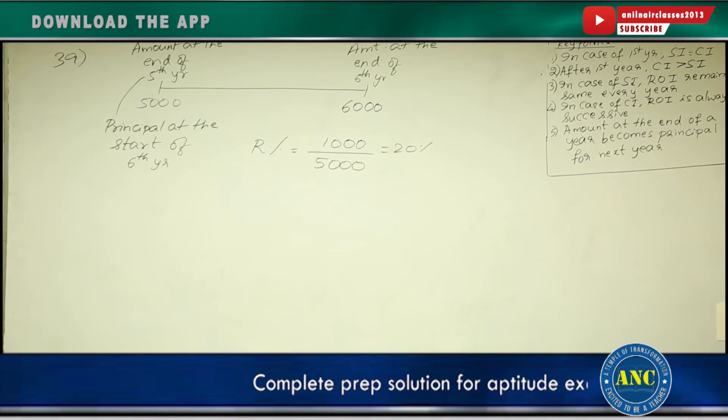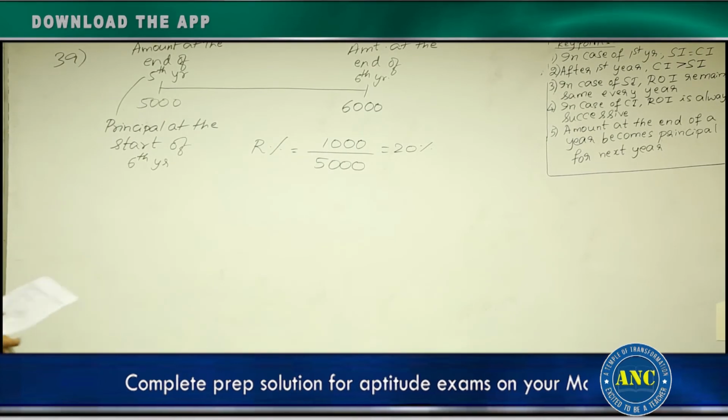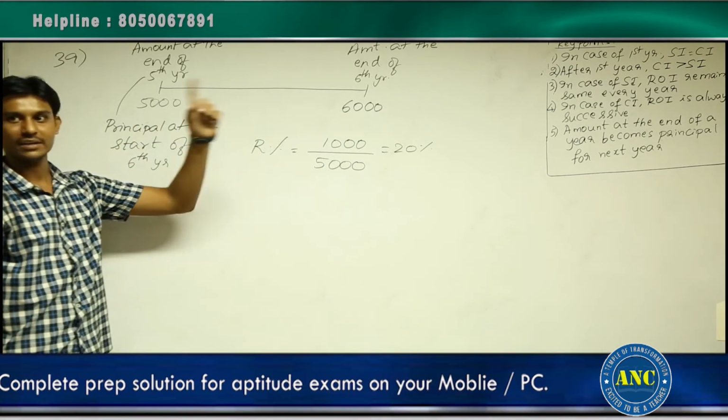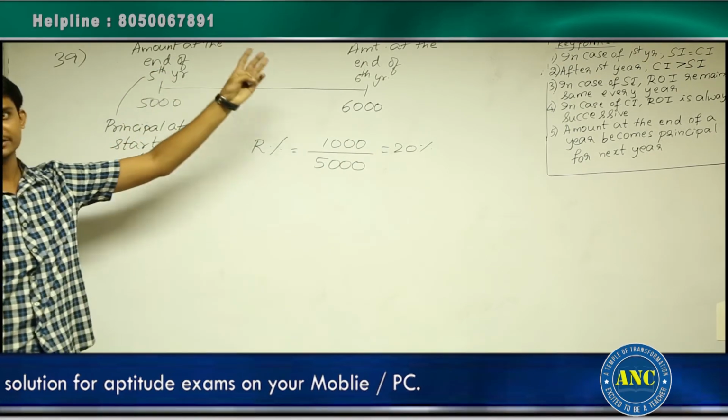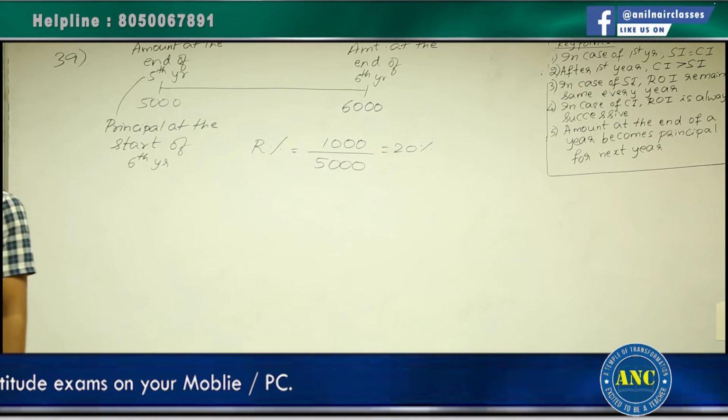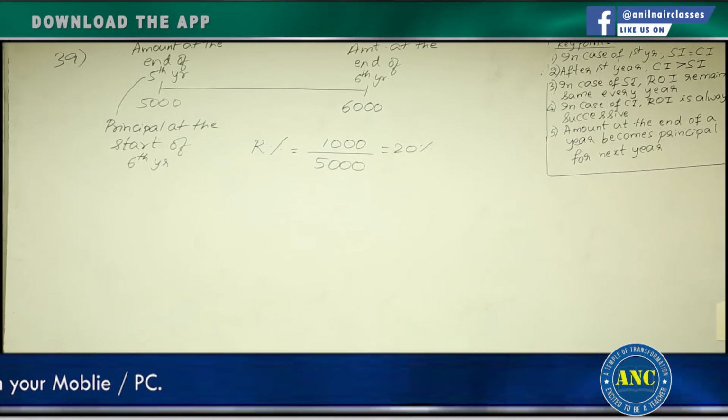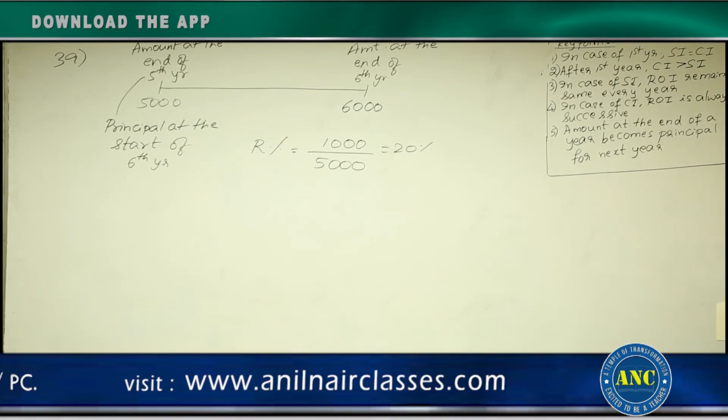Understanding, sir? What is this question? The gap between the 2 years is 1 year. This is 5th year, that is 6th year. 1 year gap. What if the gap is more than 1 year? That is my next question. Understanding the approach?